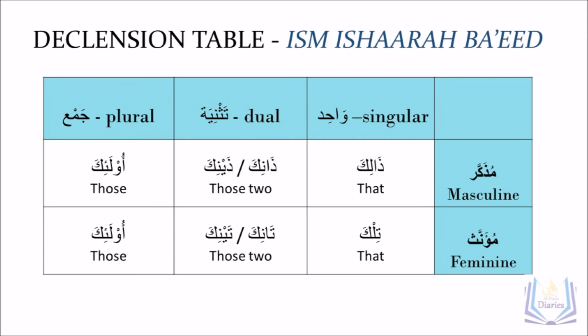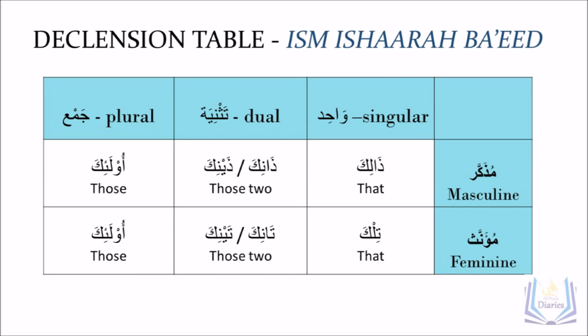The declension table for ism ishara ba'id will be as follows. ذلك ذانك ذينك أولئك. All of these are in the masculine forms. ذلك means that. ذانك and ذينك dual, meaning those two, and أولئك those. And then we have in the feminine forms tilka tanika tainika أولئك. The meanings: tilka that, tanika and tainika those two, and أولئك those.